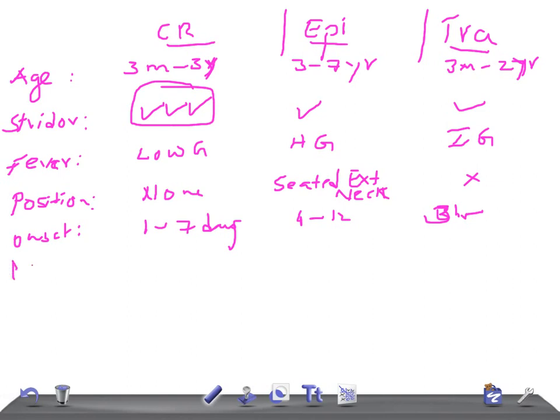Very important is the pathogen. The pathogen here in croup is the parainfluenza virus, PIV. Whereas in epiglottitis it is H. influenzae. And in tracheitis it's a bacteria, that is Staphylococcus aureus.